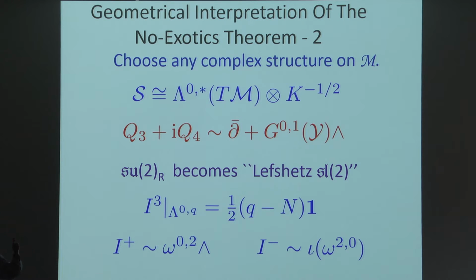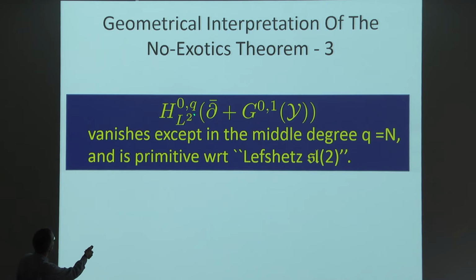So the real dimension of the moduli space is 4n. The complex dimension of the moduli space is 2n. So n is the middle dimension in the complex sense. Okay? So this has to act trivially because SU(2)_R acts trivially. So this has to vanish. So what this means is that the L2 cohomology, the L2 (0,q) cohomology of this D-bar operator, or more properly the D-bar operator perturbed by this, where y is any element of the Lie algebra, vanishes except in the middle degree and is primitive with respect to Lefschetz SL2.